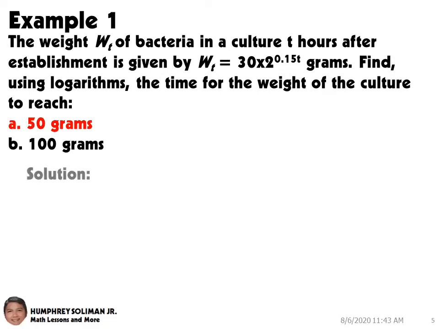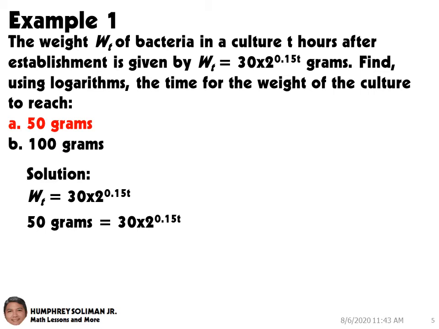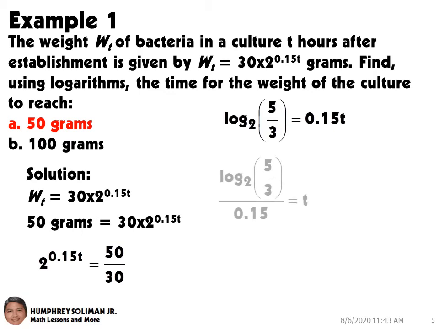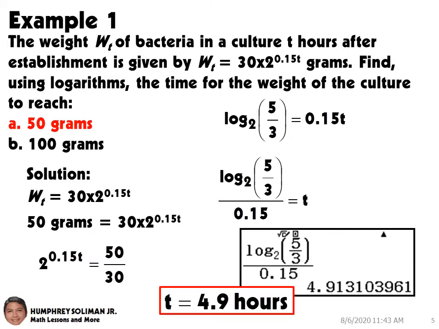The solution for letter A starts with the given equation for the weight. Then, we substitute the 50 grams for Wt. Next, we write the equivalent logarithmic equation. Next, we solve for the time. Next, we use a calculator to solve for the variable t. Now we have t equals 4.9 hours.